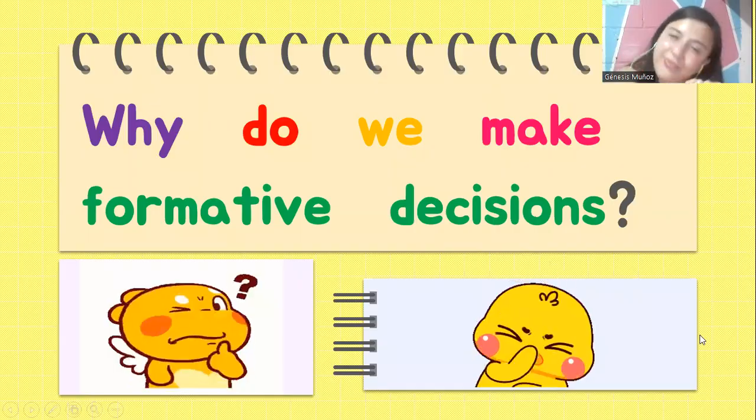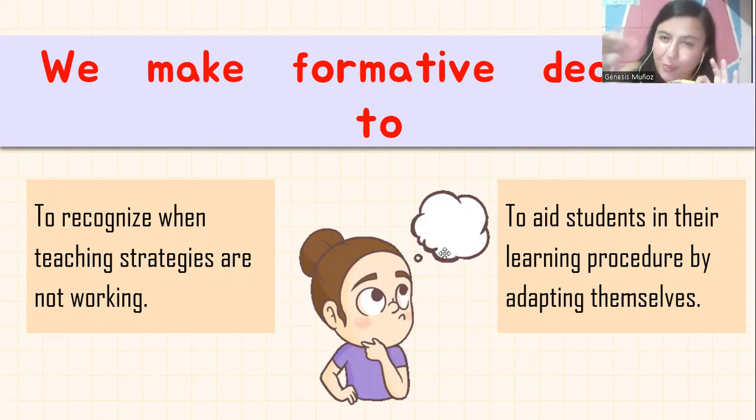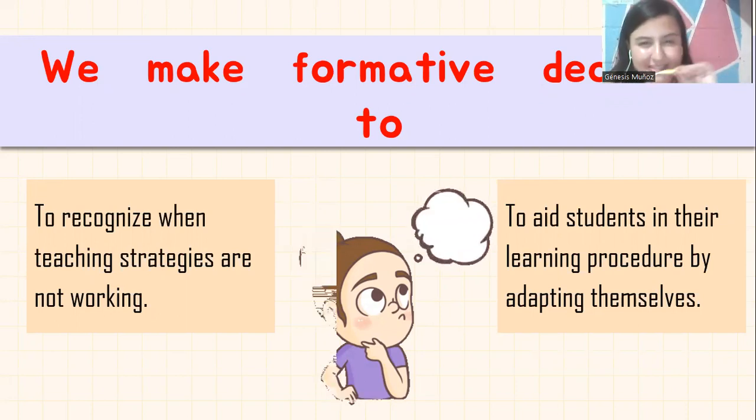Why do we make formative decisions? The importance of formative decisions relies on the teacher's ability to recognize when their teaching strategies are not helping students to reach certain academic goals or to obtain the expected knowledge about a certain topic. So that's the reason why they decide to make formative decisions as a way to aid students in their learning procedure by adapting themselves and the class at the same time.